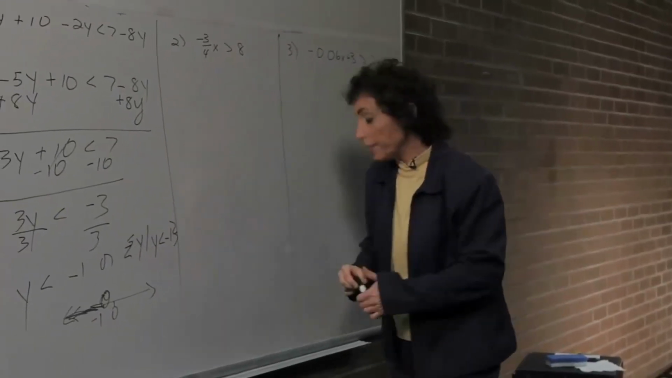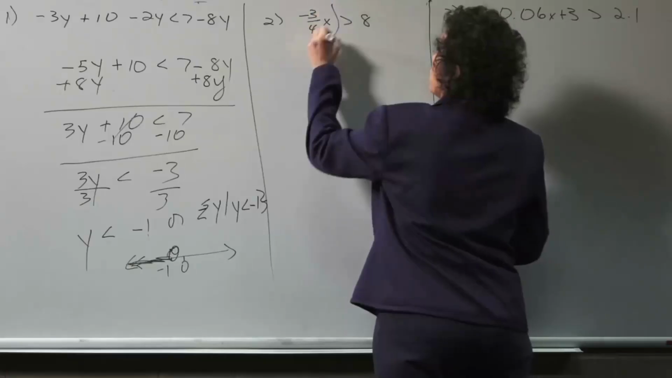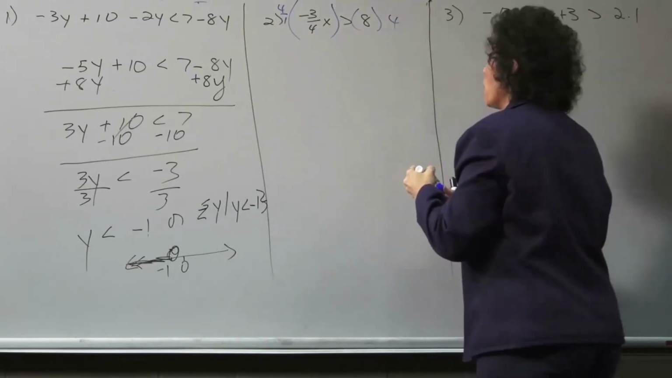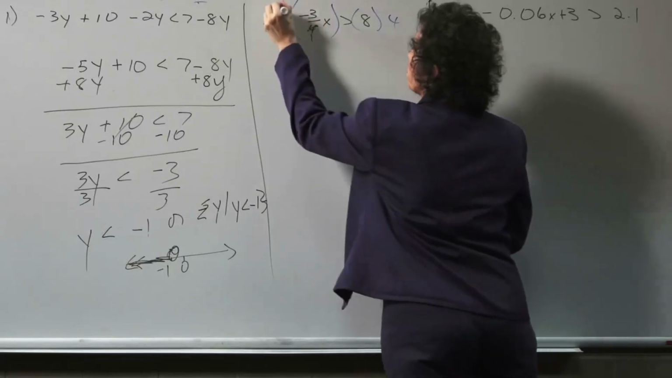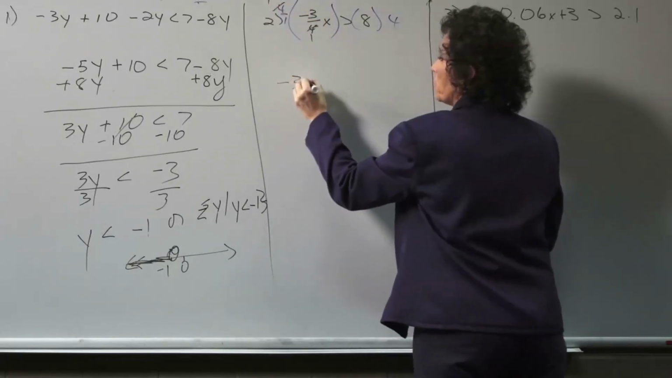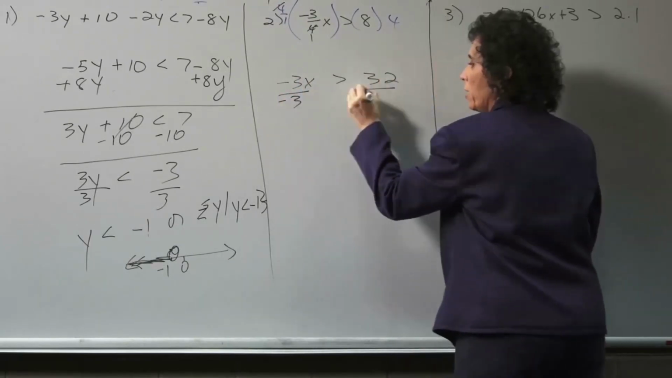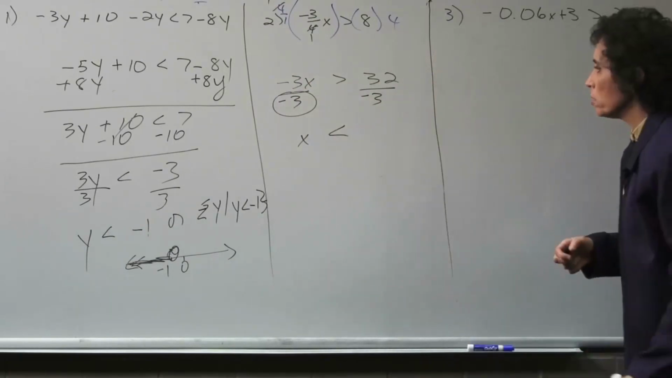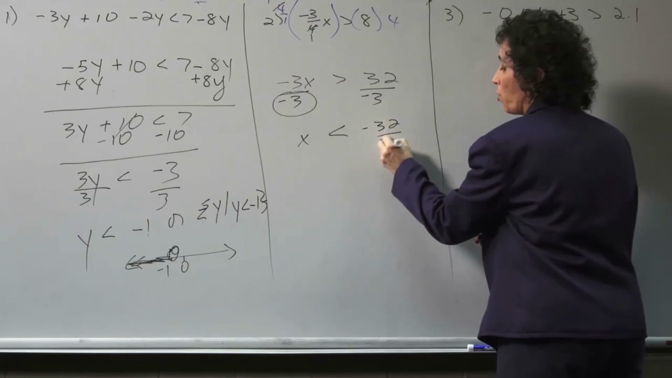Okay, number 2. Ready? All right, we need to get rid of the fraction. So I'm going to multiply by 4, and we get negative 3x is greater than 32. Divide by negative 3. Yes, we're dividing by a negative, so we must flip the symbol, and we're going to get negative 32 thirds.